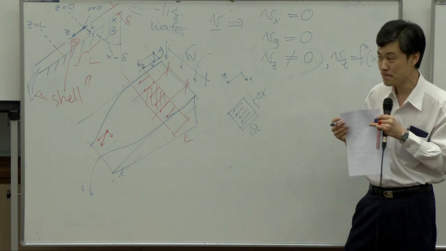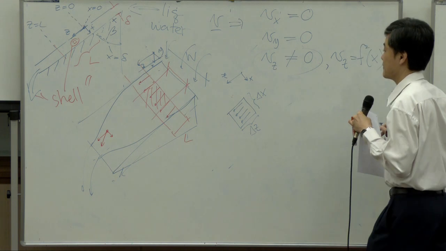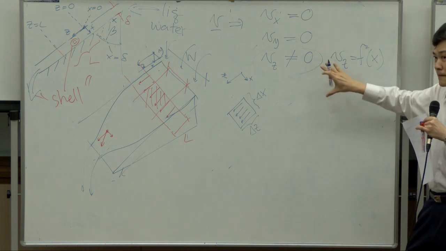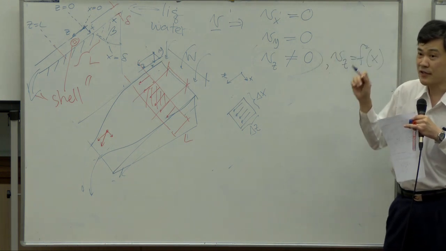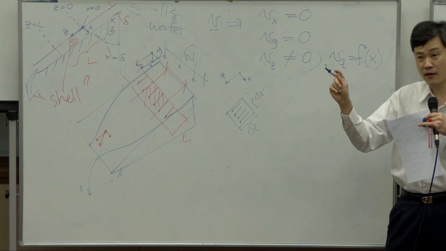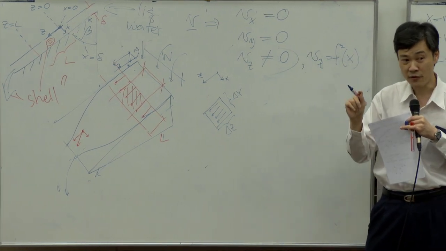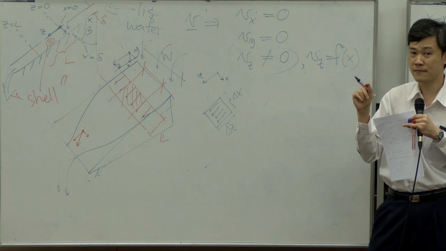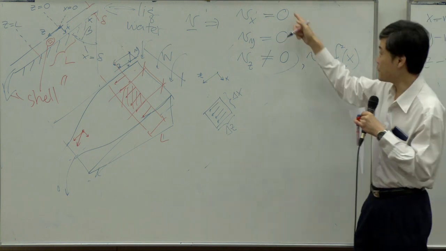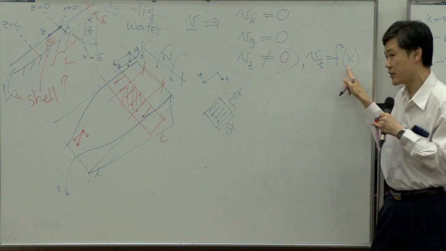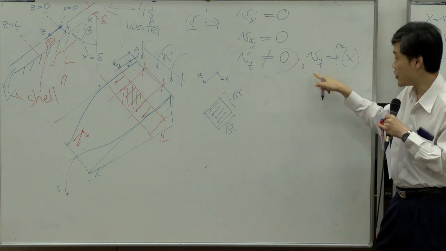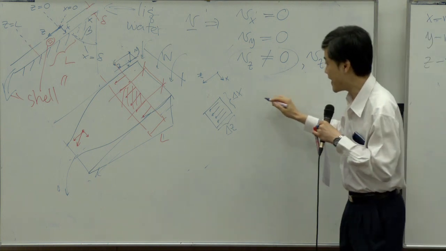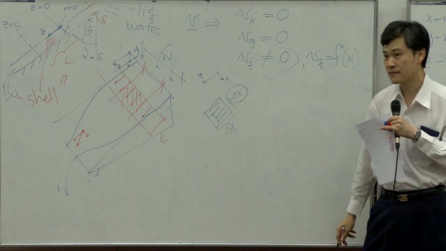Okay? The rule is, normally, it depends on the velocity. If velocity is changing in one particular direction, the shell in that direction must be thin. Again, if your velocity is changing in this direction, x direction, that means the shell in x direction must be thin. So your shell at least should have a dimension of delta x in the x direction.